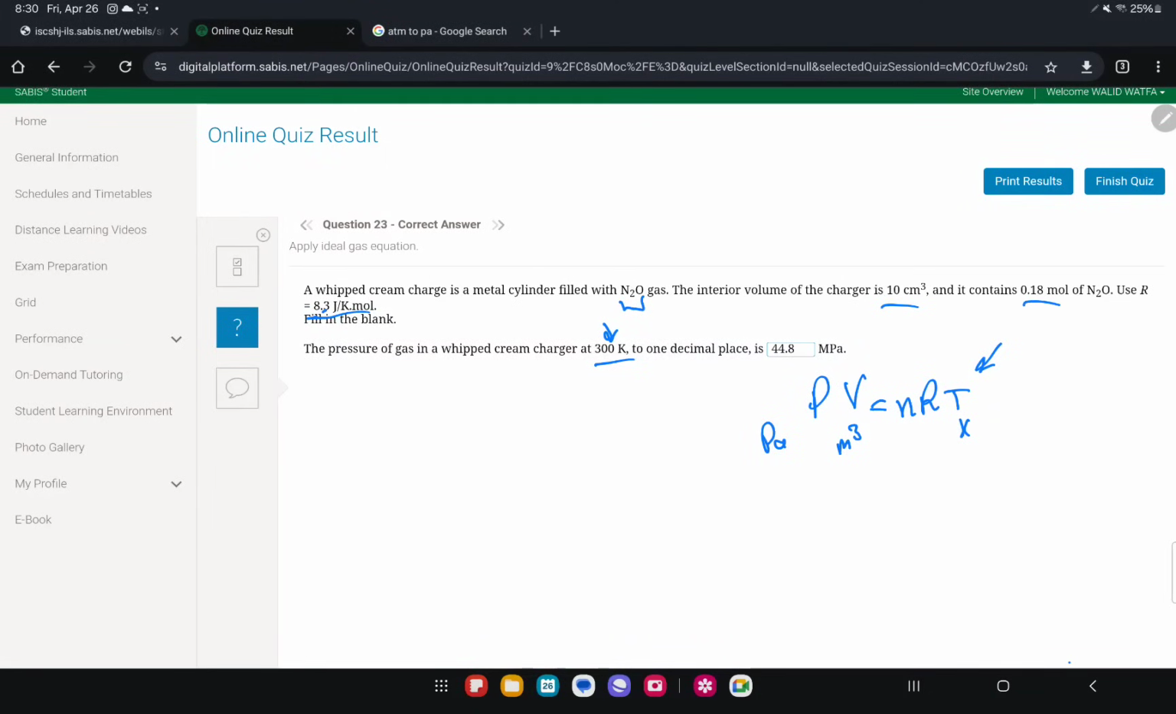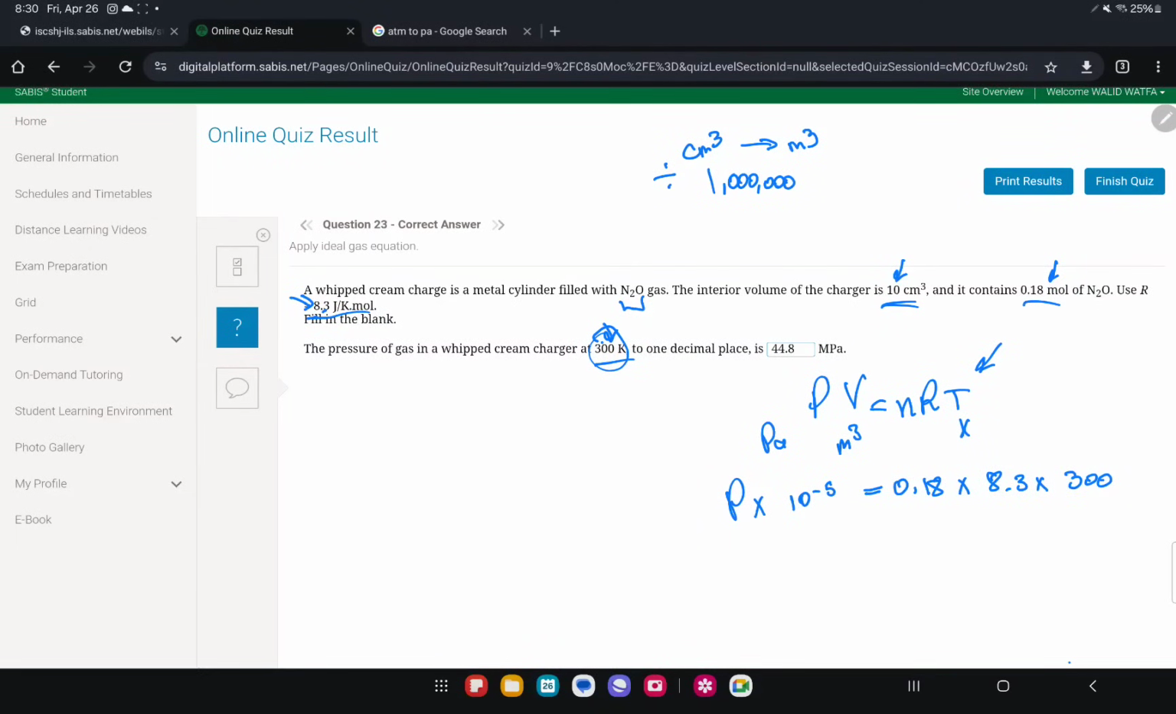Pressure, we're trying to find it, so just keep it as P times V. The volume they gave us is 10 centimeter cube. I need it in meter cube, and to go from centimeter cube to meter cube, you divide by 1 million. So you're going to get 10 to the power of negative 5. I'm not going to write 0.00001. I'm just going to write 10 to the power of negative 5 equals the moles, 0.18, times R, which is 8.3, times the temperature, which is 300.